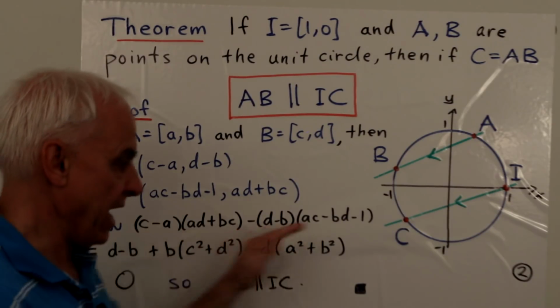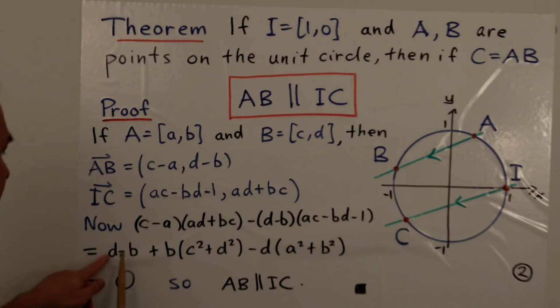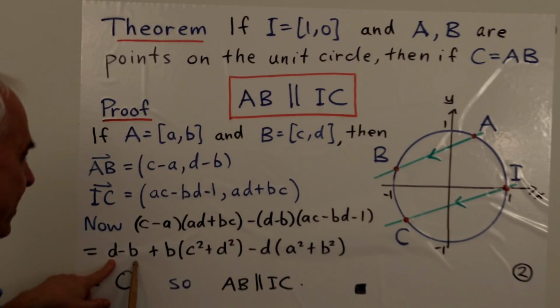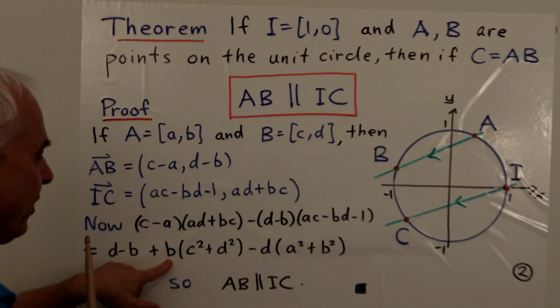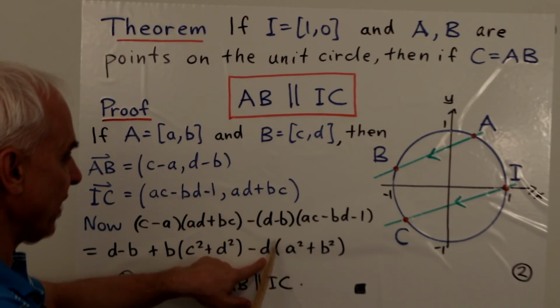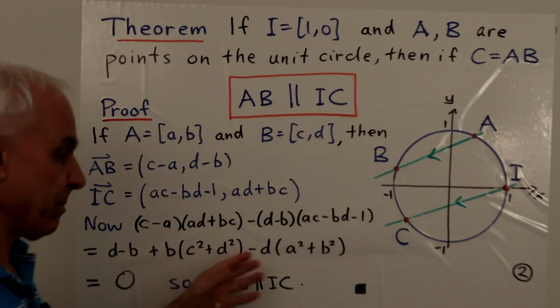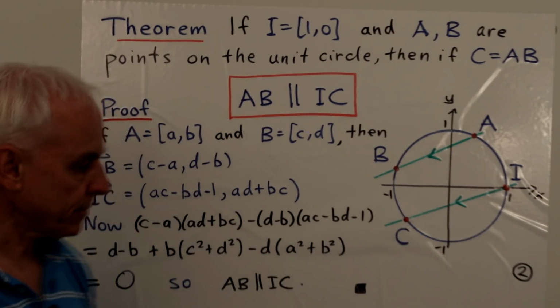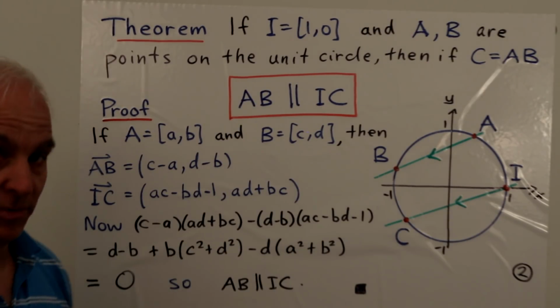And now when we expand this out, simplify a little bit, we get d minus b plus b times c squared plus d squared minus d times a squared plus b squared. So it's still a little bit complicated. And at first glance you might say, well, how is this going to simplify? We want this to be 0.